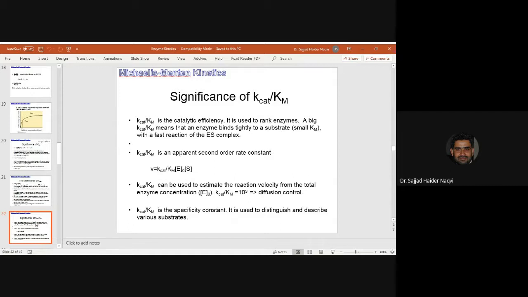So Kcat/Km is also an apparent second order rate constant, where the velocity is equal to Kcat/Km multiplied by the enzyme concentration and the substrate concentration. So in this case, Kcat/Km can also be used to estimate the reaction velocity from the total enzyme concentration. Kcat/Km is a specificity constant. It is used to distinguish and describe various substrate binding as well. So we have the significance of Km, the significance of Kcat, and the significance of the ratio of Kcat upon Km.